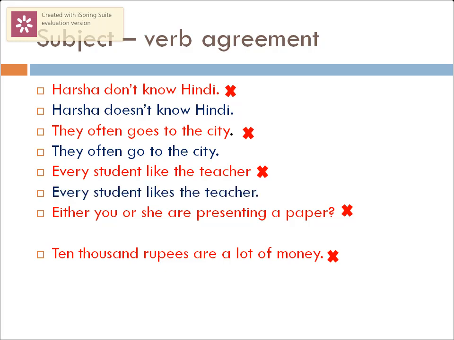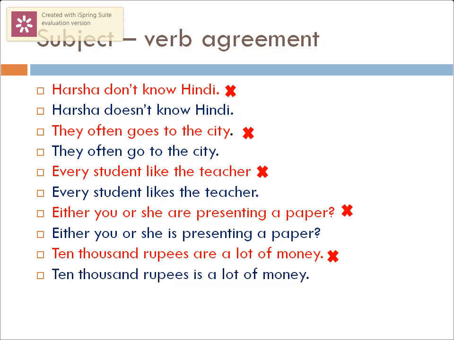Every student, though it seems to be like many, is actually singular in nature. So likes has to follow every student. Similarly, either you or she, the subject phrase is singular. Hence, we should use is rather than are. 10,000 rupees. The rupees seems to be plural in nature, but 10,000 rupees is one unit. So it's singular. So 10,000 rupees is a lot of money and not are.